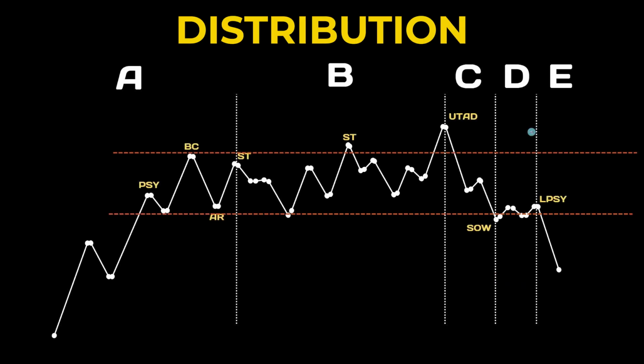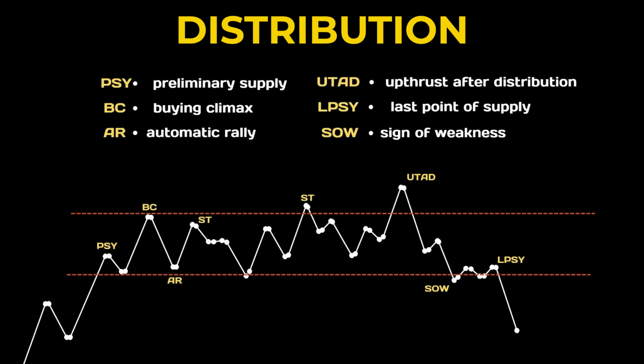The distribution schema is a mirror image of the accumulation schema, so we won't dwell on it as long. The differences lie in the renamed key points Wyckoff highlighted. For example, support becomes resistance or supply in the abbreviations. Schematically, it looks roughly the same.